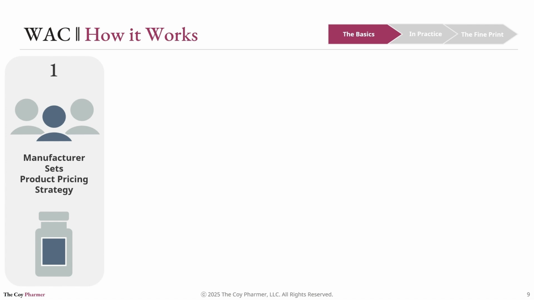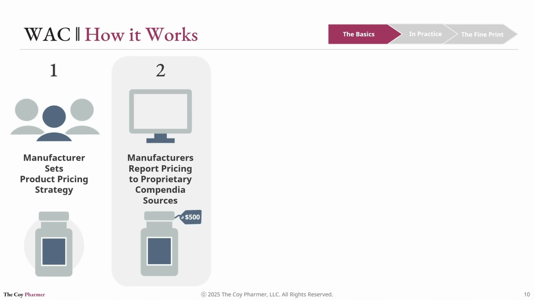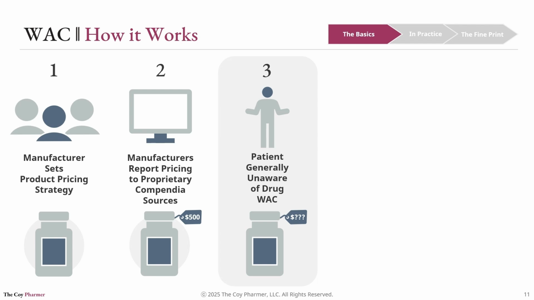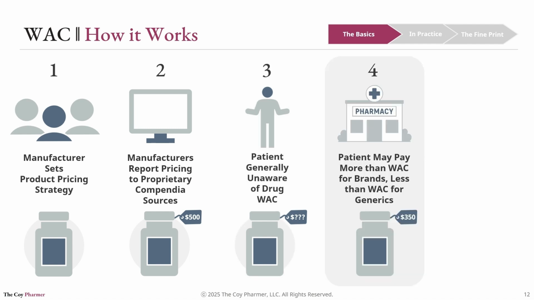So the first step is that the manufacturer is setting the product pricing strategy and attaching a WAC to a product when it launches. At launch, the manufacturers report the pricing that they have chosen into proprietary compendia sources. This typically includes First Data Bank or Medispan, which are subscription services that most of the industry players subscribe to. Given the publishing through proprietary sources, the patient is generally unaware of the drug's WAC and unable to find this information.